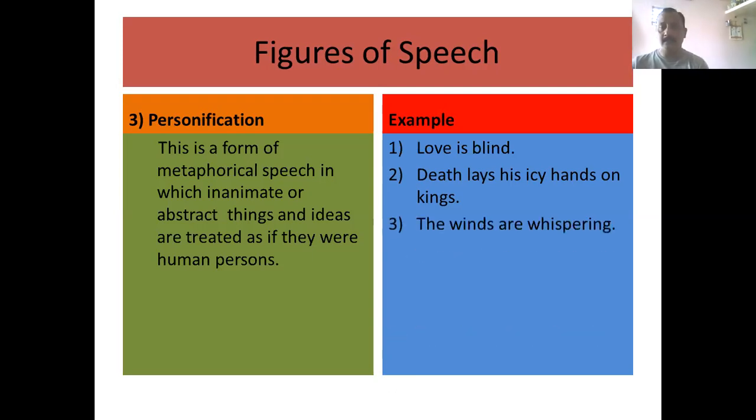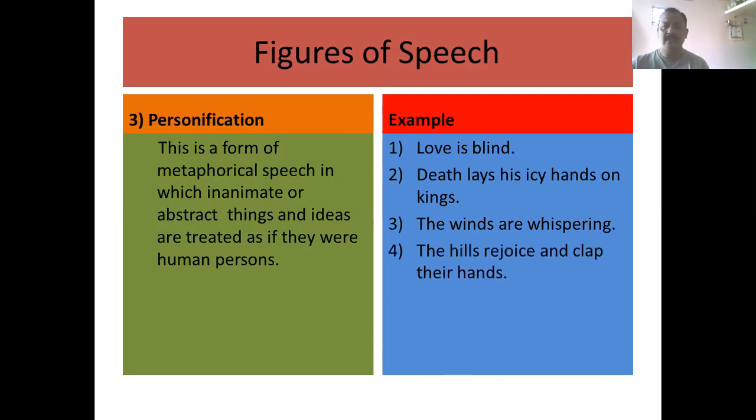Then we are going to see that the winds are whispering. Here, winds are whispering. Whisper is the quality of the human being. Just when you are telling your friends something secret, at that time you whisper in the ears of others. Like this, here the winds are whispering. Do winds have a mouth to whisper? It is the question. But here the poet imagines that winds have a mouth and because of that they are whispering. This is the human quality of whispering given to the winds. At that time it is called personification.